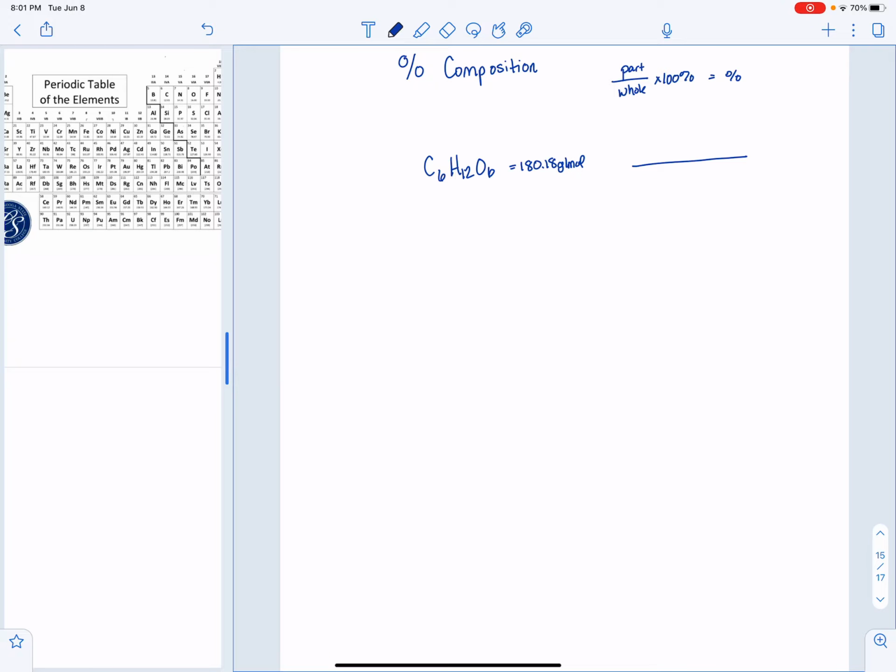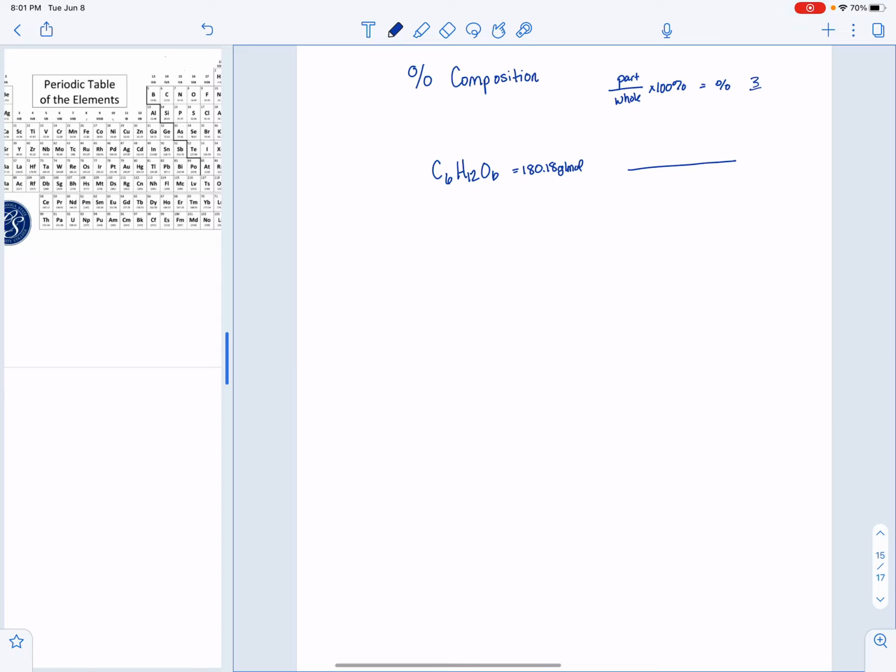Percent composition is just like any other percent you've ever done. Way back when you were learning percents, let's say you had a pile of marbles and 3 of them were red, and there were 10 marbles total. You would have 3 divided by 10 marbles, and never forget to multiply by 100%. So that would end up giving you 33.333333%.